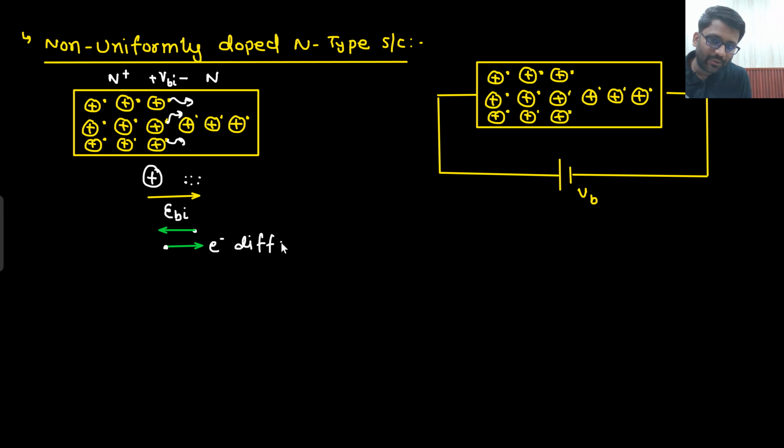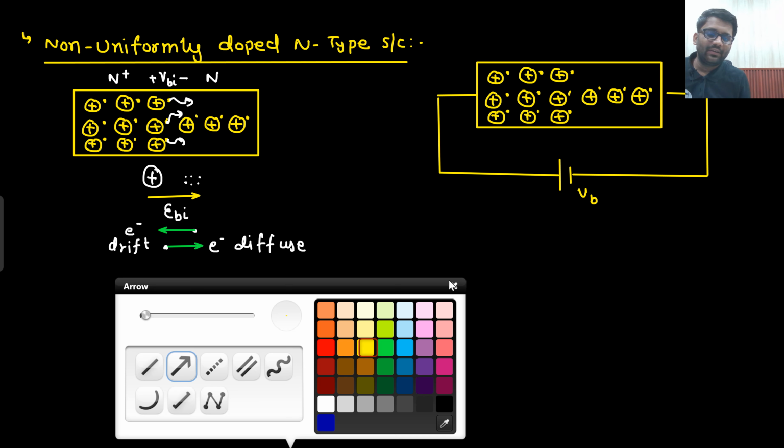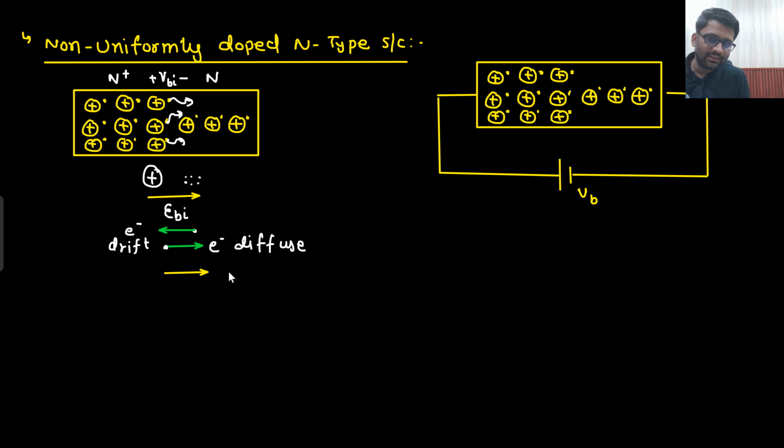I am moving a bit faster because we have already understood this. And electrons are drifting in this direction, so this is your electron drift. Since electrons are drifting in this direction, because of the drift, the current direction would have been this. So this is your I drift. And since they are diffusing in this direction, this would have been your I diffusion. At equilibrium, I drift equals I diffusion, and the total current would be 0.